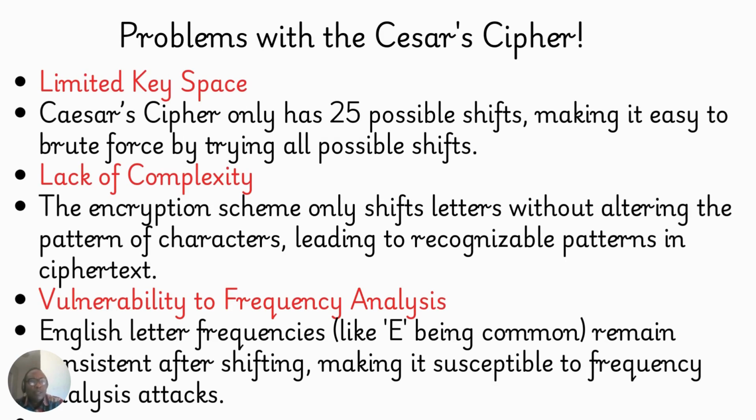Now, what are the problems with Caesar's cipher? First of all, Caesar's cipher has a limited key space, especially when you are using normal alphabets. And that means that you can only shift the alphabet 25 different possible shifts, 25 different variations. And that means that with modern day computing, if you try all the possible variations of those shifts, you can actually break Caesar's cipher very easily.